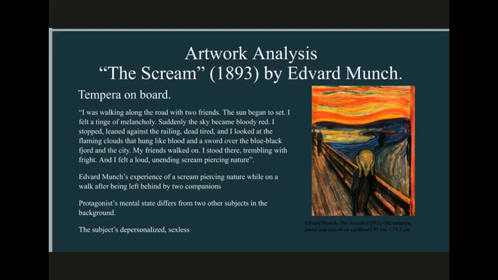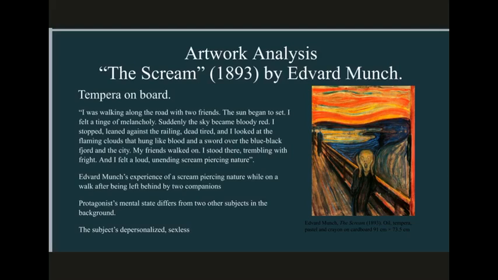This painting demonstrates the artist's experience of a scream piercing nature while on a walk after being left behind by his two companions. The bloody landscape conveyed his intense anxiety at the time. Also, as we can see, Munch's inner psyche in this painting is different from the other two subjects and identical with the background. This contrast is depicted by the forms of light, geometrical lines, and distorted lines.